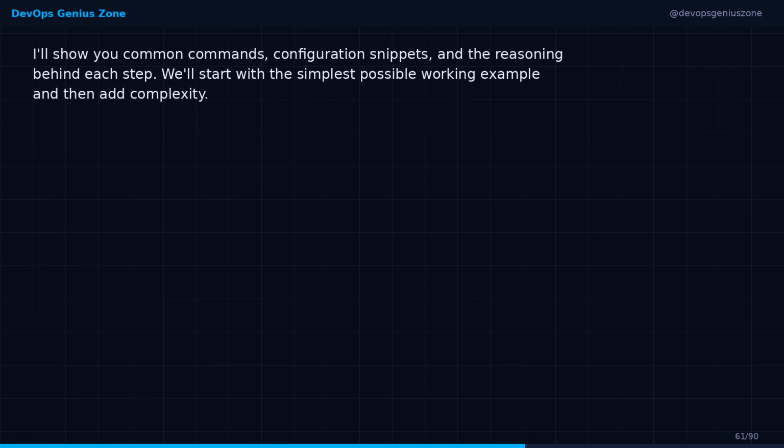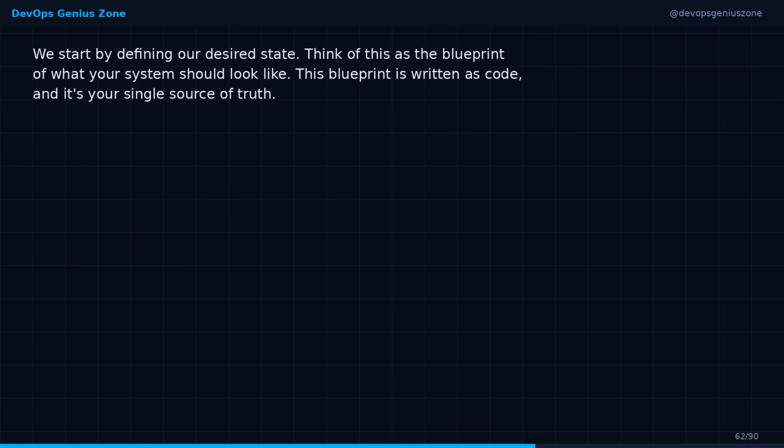We start by defining our desired state. Think of this as the blueprint of what your system should look like. This blueprint is written as code, and it's your single source of truth. Write it down before you touch anything live. Keep the very first version deliberately small, just enough to prove the basic idea works end to end.